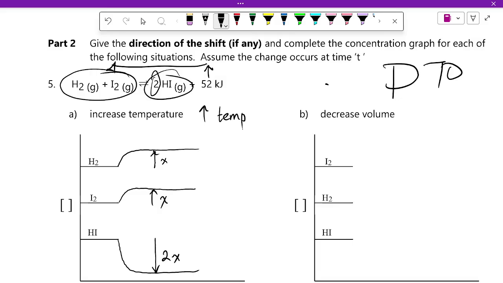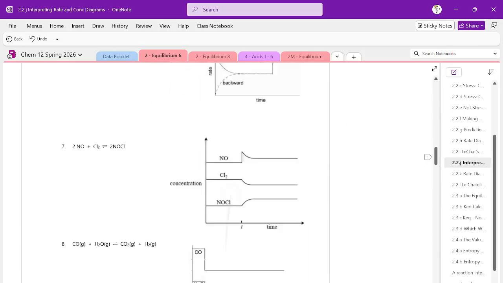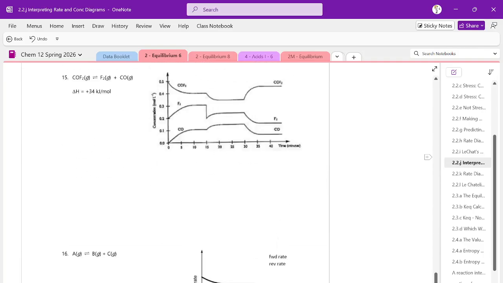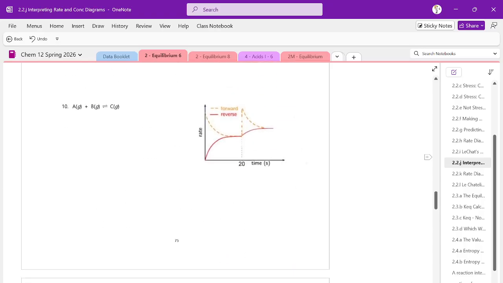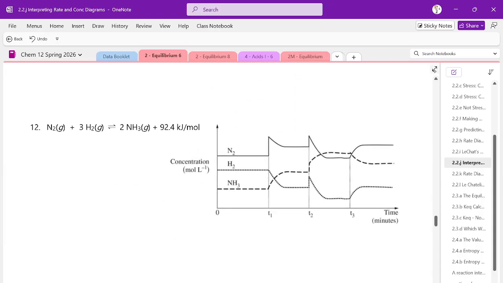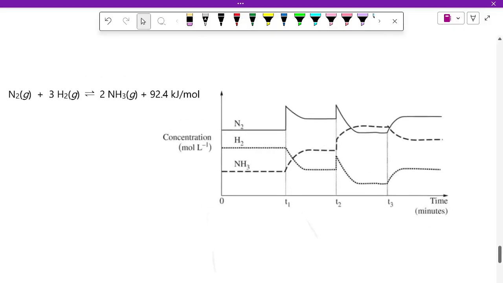Anything else? Yes? 76, number 12. Okay. Whew. By the way, there's no questions like this on your test, just in case you're worried. But worthwhile looking at, yes? What does that look like?